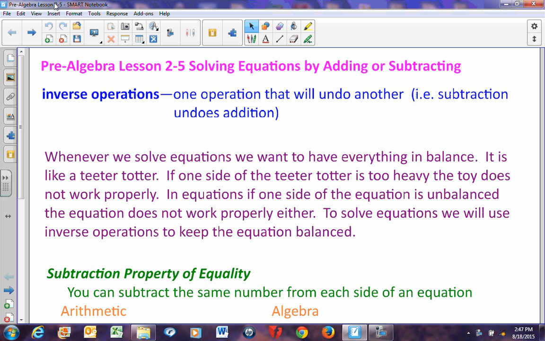Whenever we solve equations, we want to have everything in balance. It's like a teeter-totter. If one side of the teeter-totter is too heavy, the toy does not work properly. In equations, if one side of the equation is unbalanced, the equation does not work properly either. To solve equations, we will use inverse operations to keep the equation balanced.